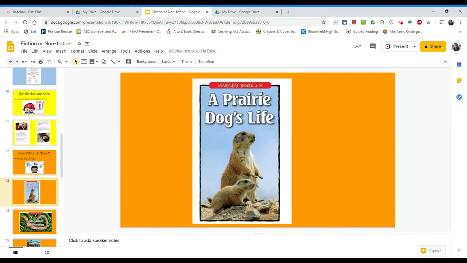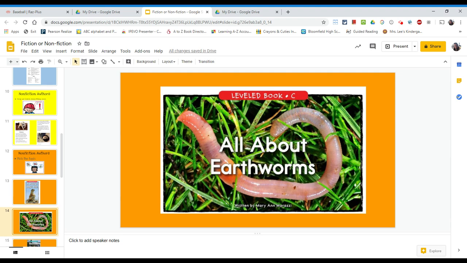In this book, the title says, A Prairie Dog's Life. This tells me that this book is going to be all about prairie dogs and how they live. The next title says All About Earthworms. So in this book, I'm going to find out more about these earthworms.